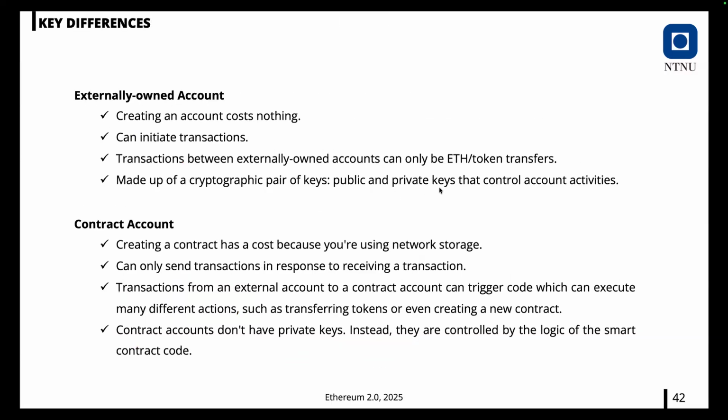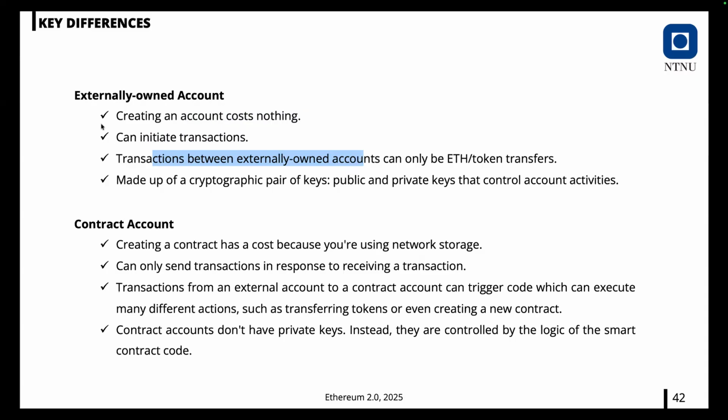So, to sum up, externally owned accounts: creating an account costs nothing. You just need to generate a public-private key pair. You can initiate a transaction with the externally owned account. You can transact between externally owned accounts to transfer tokens, and they are made up of a cryptographic key pair. So it's exactly the same as Bitcoin, right? Contract accounts: you create the contract account by a transaction, which creates the contract.